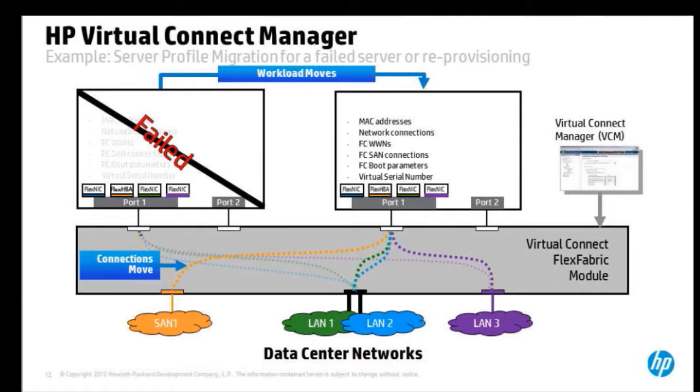Now if we imagine that this server has failed, what we basically have to do to move all the workloads and the connections to another blade is just reassign the server profile, and it will move all these parameters and all the configurations and all the connections automatically. No need to go and manually change any configuration parameters on the blade server level.